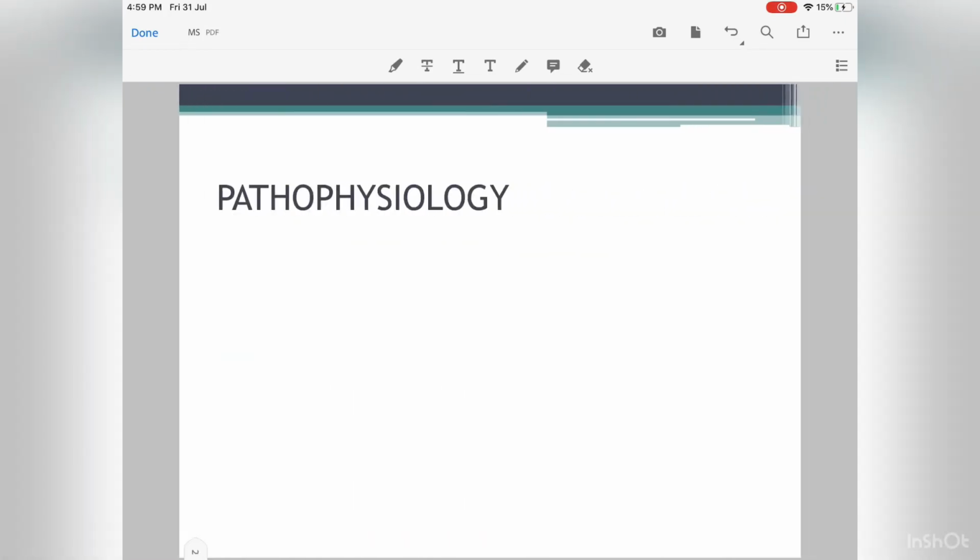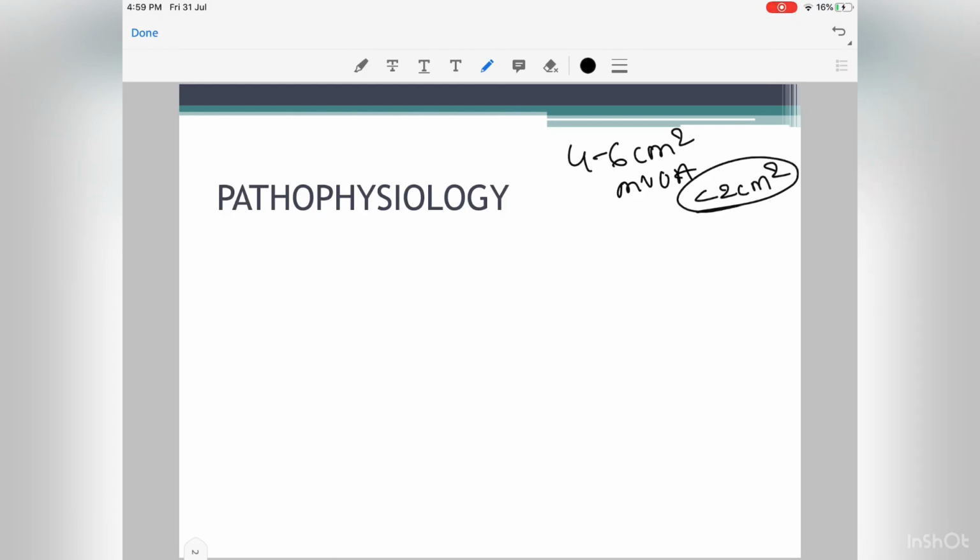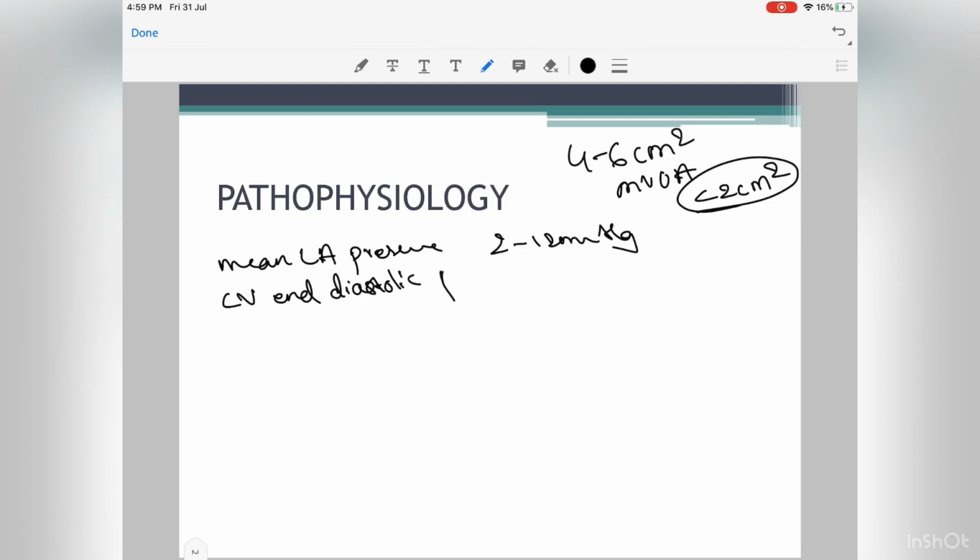the mitral wall. The normal mitral wall area is 4 to 6 centimeters square. If it is less than 2 centimeters square, there is obstruction to the blood flow from the left atrium to the left ventricle. Normally the mean LA pressure is 2 to 12 millimeters of Hg, and the LV end diastolic pressure is 5 to 12 millimeters of Hg. So normally there is no pressure gradient between the LA and the LV.